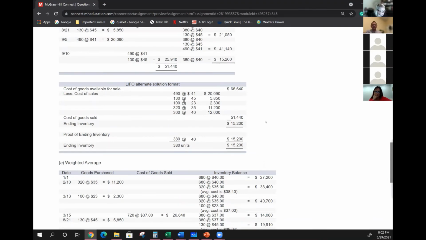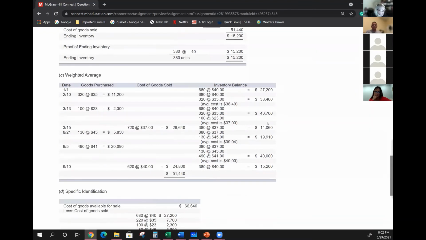Yeah, so when it showed C, the weighted average, I couldn't understand what it was doing. Okay, that's because you've got to figure the average as you go. You can't get out of it. You've got to figure it out as you go. So you start with 680 and then you buy 320. Well, now you're stuck having to figure out what is the average of all of those. So you add the 680 plus the 320 to come up with that average cost. Let me bring the calculator over.